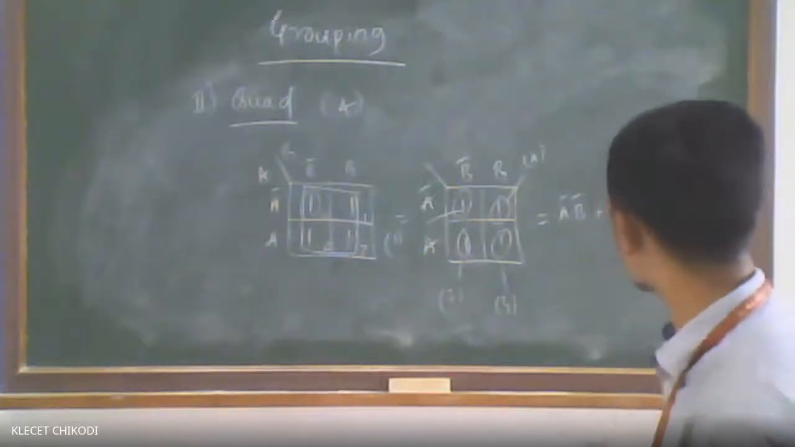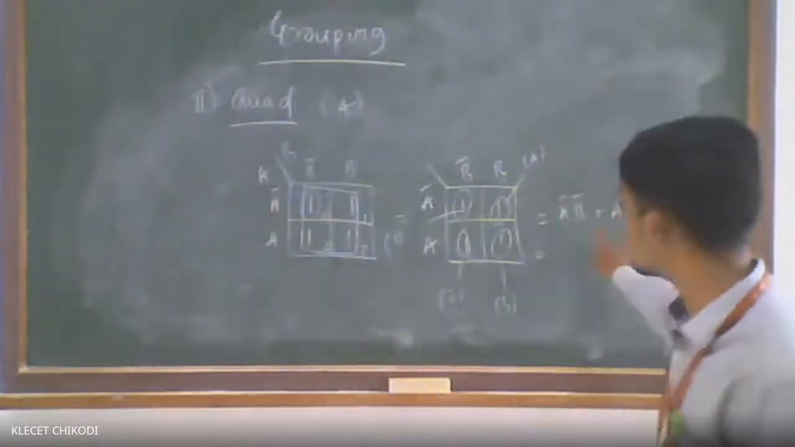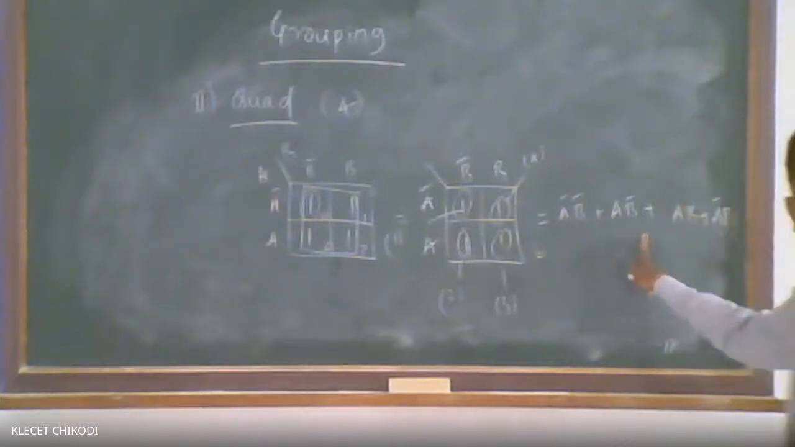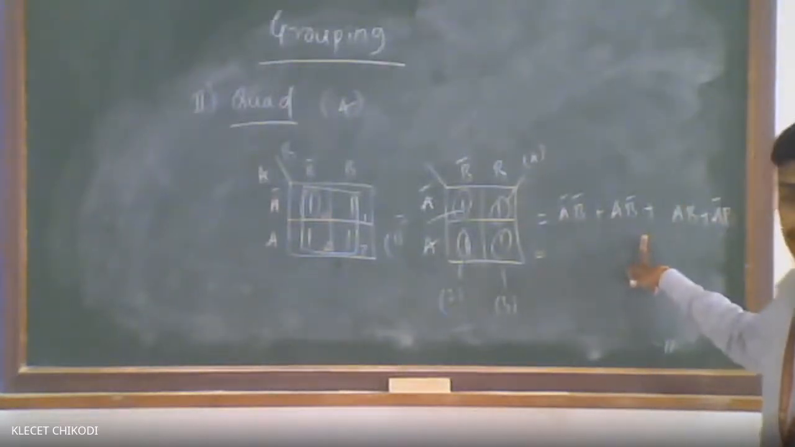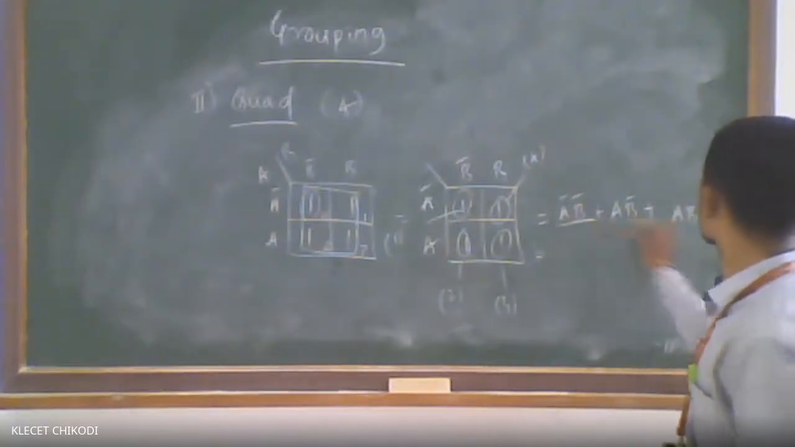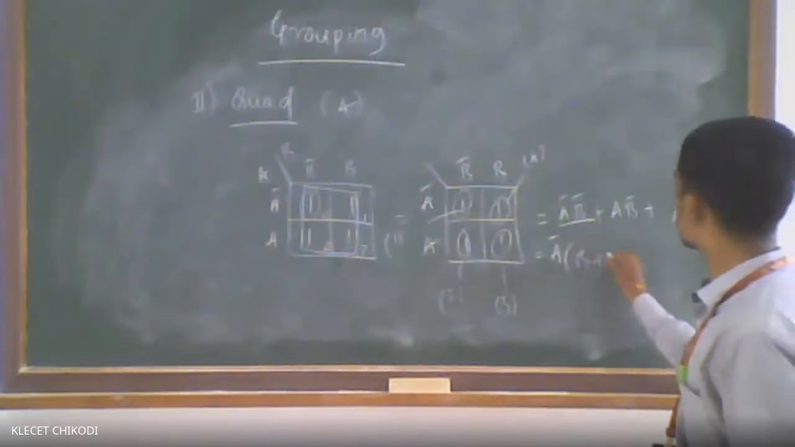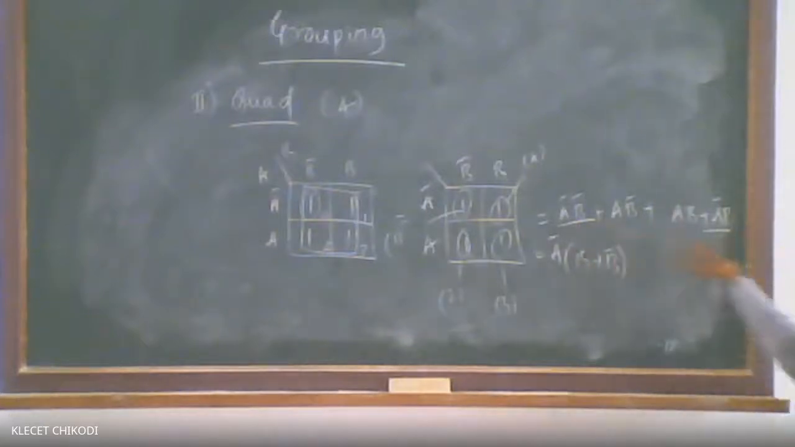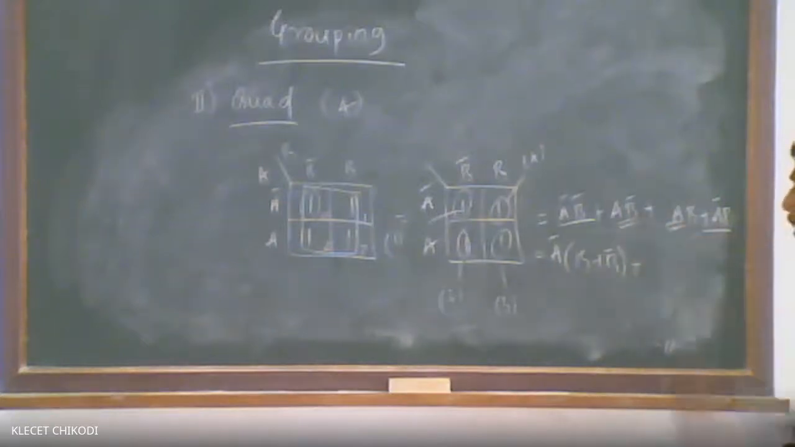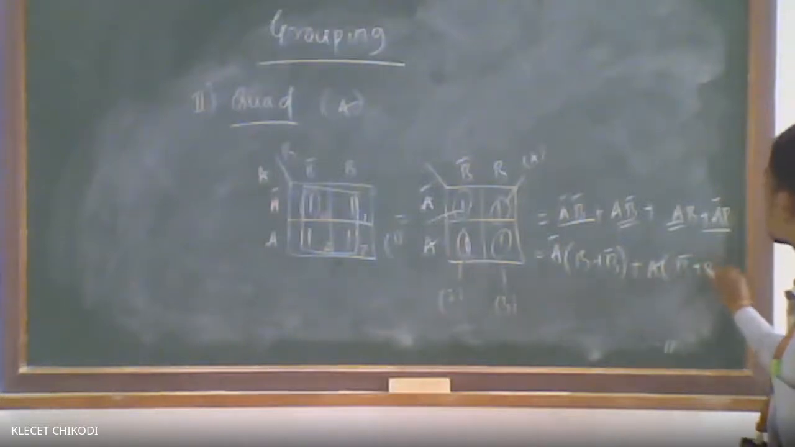Fine. Now, can you further simplify this expression using Boolean rules, laws, and theorems? Now you can see here. You can take a common A bar from these two. From the first term and last term I am taking A bar common, it will be B plus B bar. And from the second and third term I am taking A common, so that will be B bar plus B.